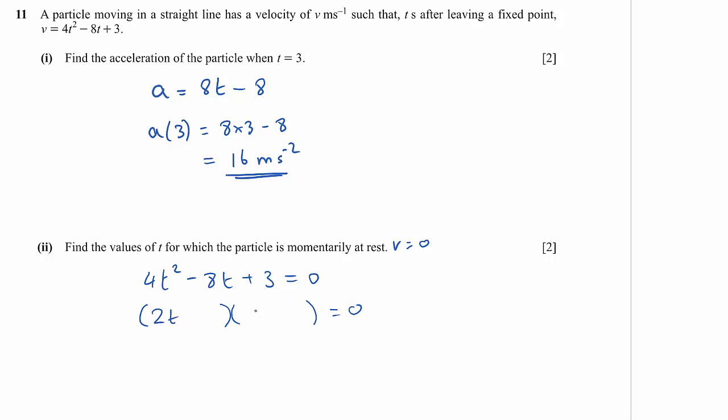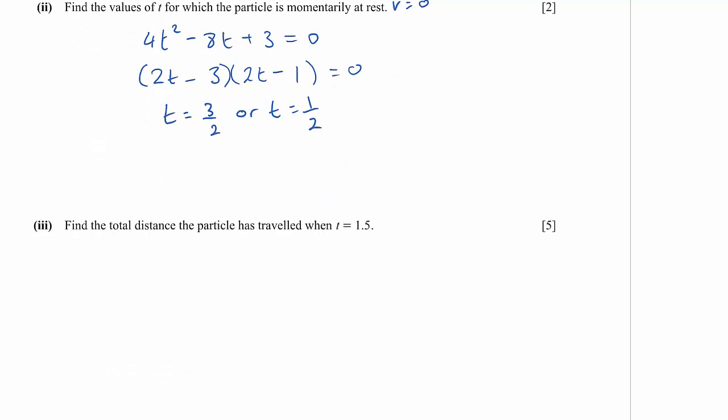So 2t and 2t, 3 and 1, and make them both minuses, and that works fine. So we've got t is equal to 3 over 2, or t is equal to a half.